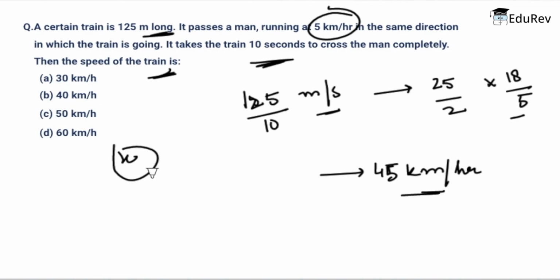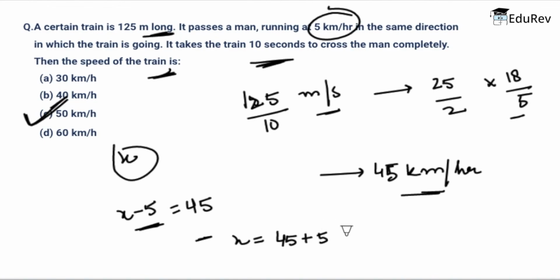Then the relative speed of the train with respect to the man is x minus 5 kilometers per hour. Therefore, we must have x minus 5 equals 45, or I can say that x is 50. Therefore, the correct option is option C, because here x equals 45 plus 5, that is nothing but 50.